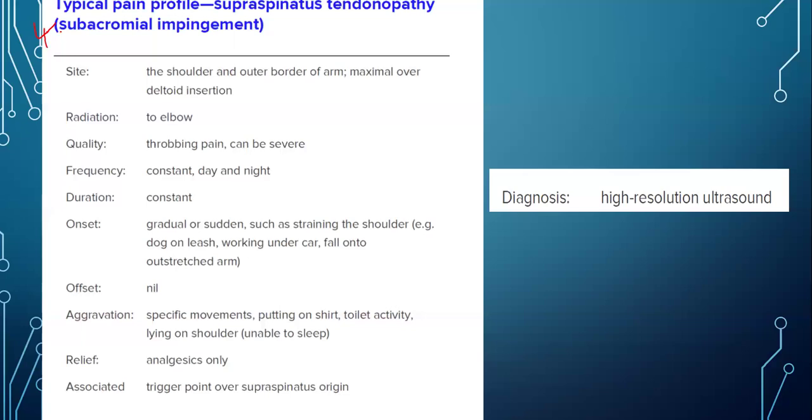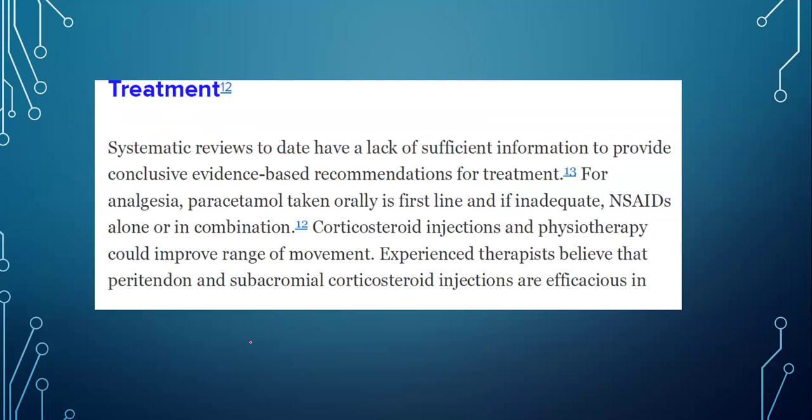So when would we think of supraspinatus tendinopathy? A supraspinatus tendinopathy patient will have constant shoulder pain. It's a throbbing pain, can be very severe, constant day and night, and it can happen at any time. So even a little bit of movement can bring the pain. It can be aggravated by putting on a shirt, toilet activity, lying on the shoulder. If you want to confirm the diagnosis, you have to do an ultrasound. Ultrasound can confirm if there is supraspinatus tendinopathy or a tear.